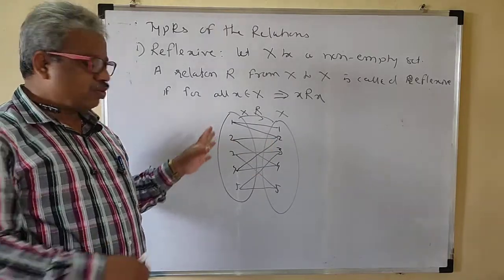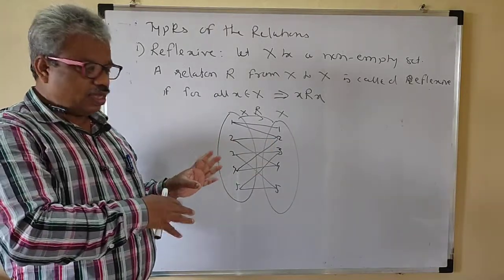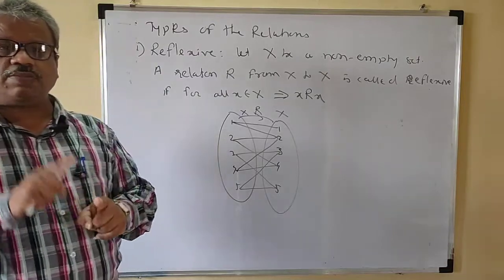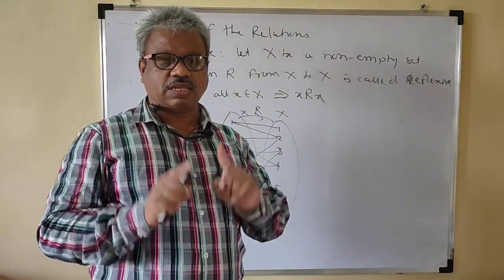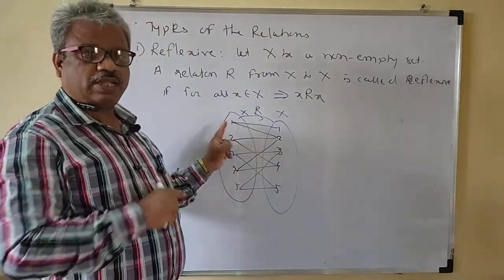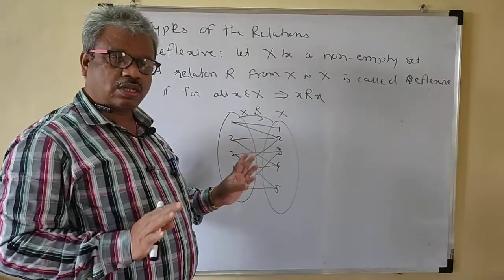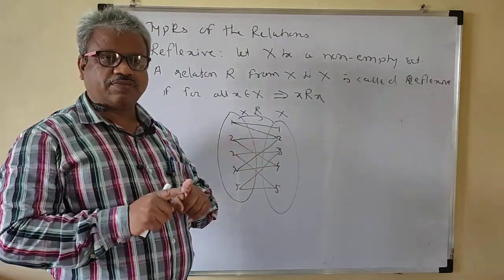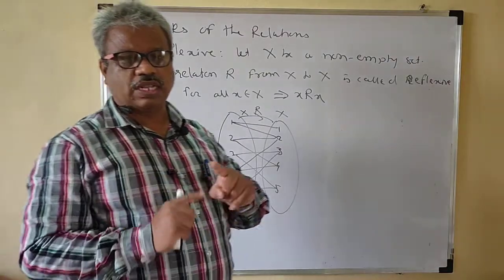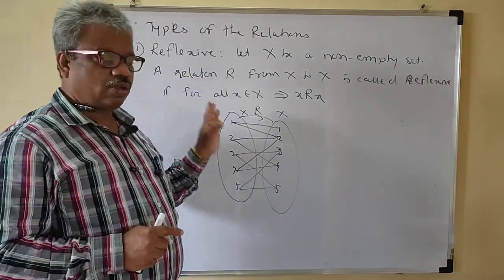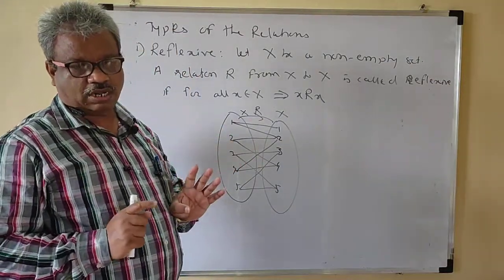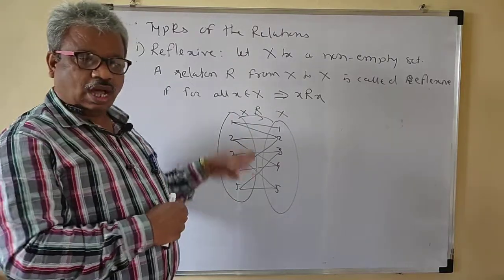We don't bother about the other thing now. Our only condition is that every element should be related to itself. This is our condition, right? No matter whether 1 is related to something else, that is not a part of the definition. The definition is just that every element should be related to itself. Now check whether every element is related to itself or not. Don't bother about the other relations.